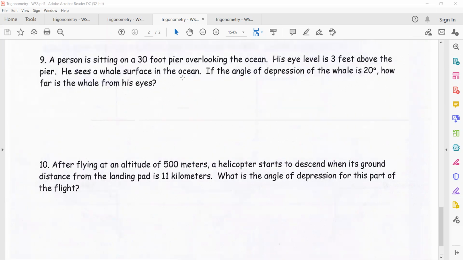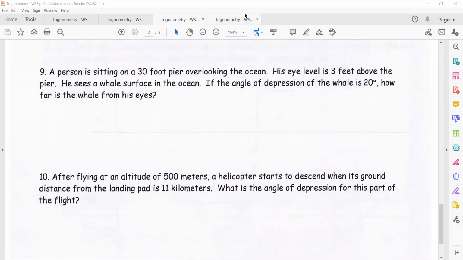Suppose here it says, how far is the well from his eyes? While I drew the diagram, I drew his eyes here and the well here. So what is the distance from his eyes to the well? If the well is here and his eyes are here, this distance is the distance from his eyes to the well.